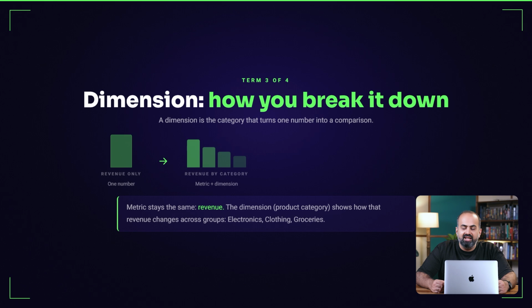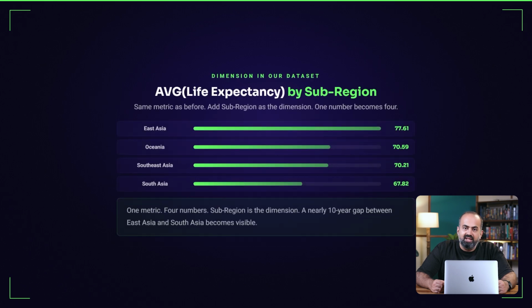In our dataset, average life expectancy is the metric. It is the number we want to measure. When we look at average life expectancy by subregion, we add a dimension. Here, subregion is the dimension. Instead of getting one average life expectancy number for the whole dataset, we now get one number for each subregion. For example, East Asia, South Asia, Southeast Asia, and Oceania.